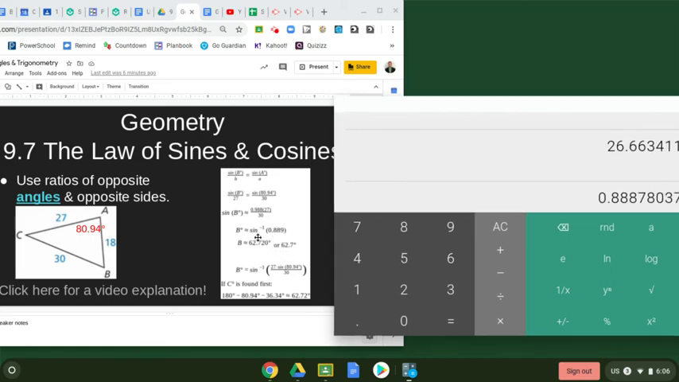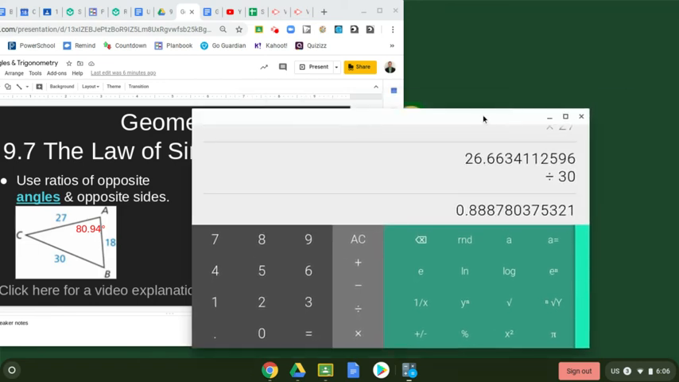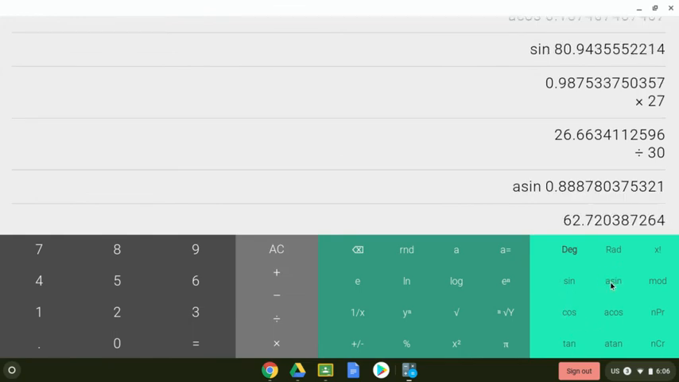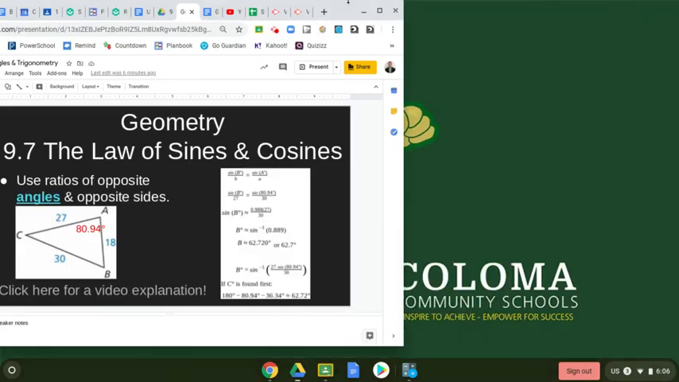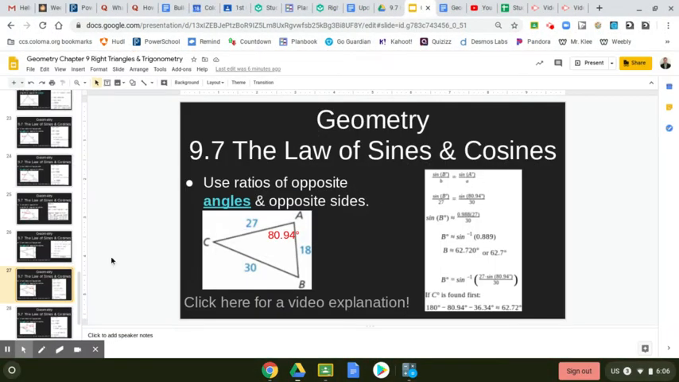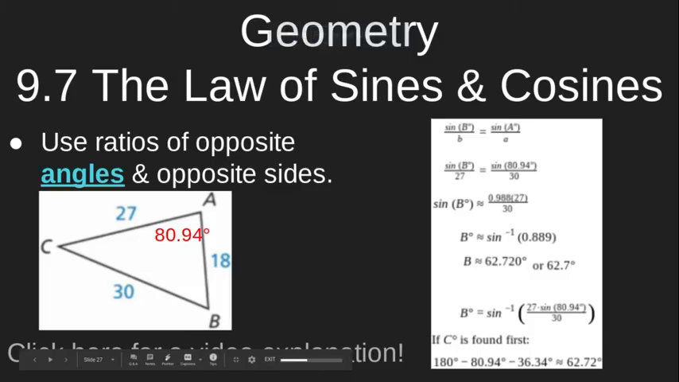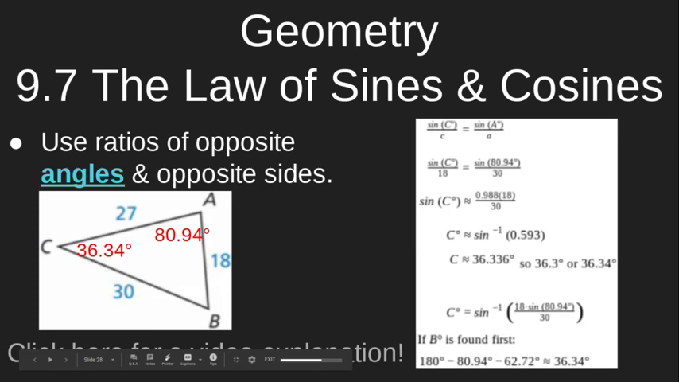And then the last part, I need to cancel out sine because that is opposite sine of B degrees. So once again, the inverse of sine, I don't want to click sine, I want to click the opposite of sine. You get 62.72 degrees. And that's going to show up here in a second. So the last part, 62.72 degrees. And then I got the 36.34 degrees.